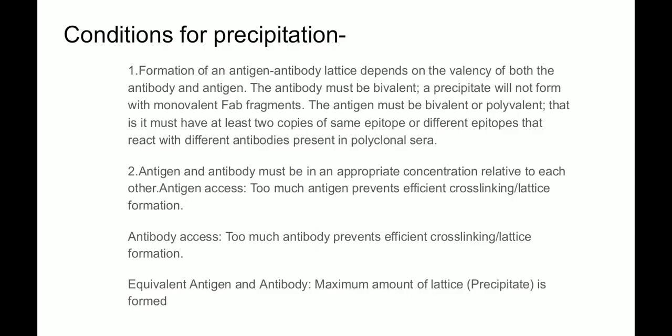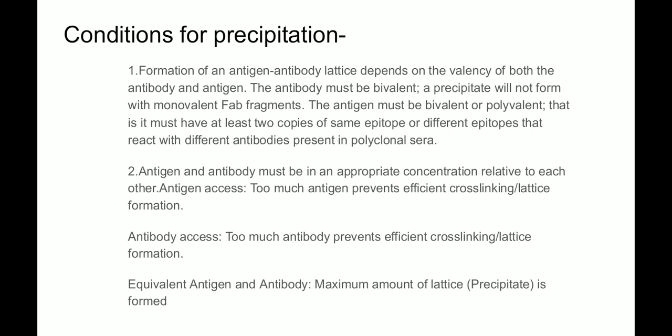Now talking about the conditions for precipitation, there are two very important conditions. First, a lattice of antigen and antibody is formed only when the antigen as well as the antibody are multivalent. This means the antibody should bind with more than one antigen, so a monovalent antibody can't give the precipitation test, and the same for the antigen. The antigen should also have many epitopes so that it can bind with many antibodies and a lattice can be formed.